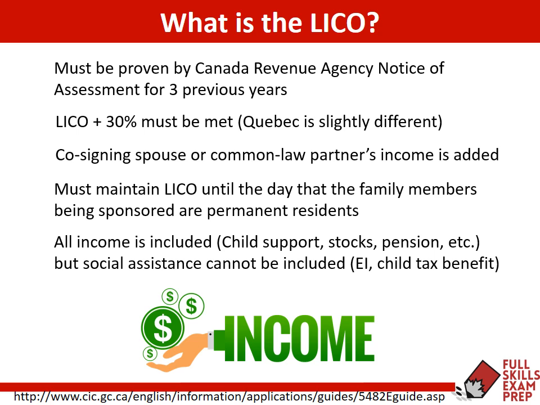Okay, and pretty much everything is included, so any income that the person gains is included. If a person receives child support, maybe they have some stocks that pay dividends, if they have some pension money from some previous employment, anything like that is always included in the LICO. Obviously, social assistance is not included, and a person would most likely not be eligible to sponsor his or her parents anyways if he's receiving social assistance.